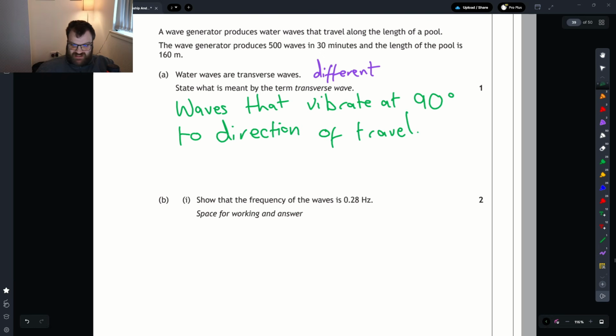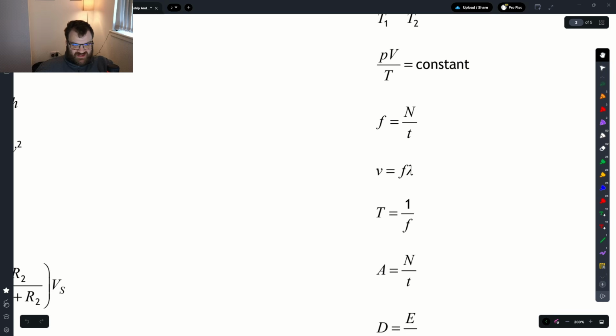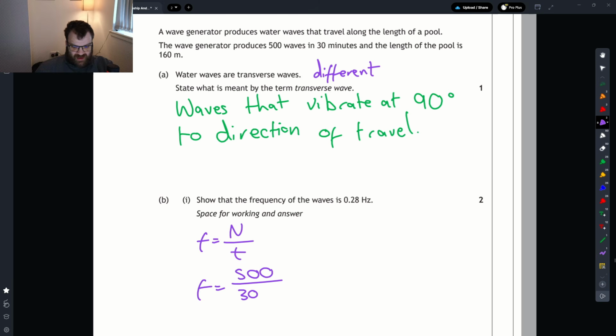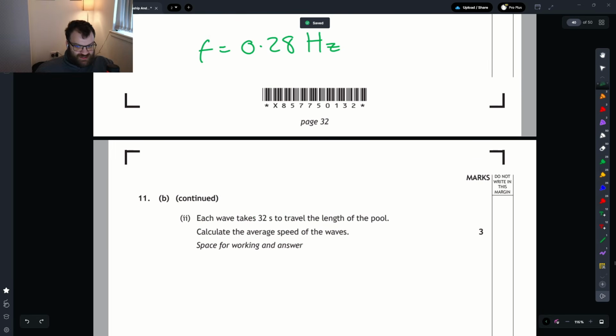Show that the frequency is that. We have got a few things. We have number of waves, we have time, and we have length. So for frequency, number and time is probably our best one. F equals n over t. So F equals 500 over, it's 30 minutes, so times that by 60. And that gives us 0.28 hertz, which is nice because you have to match it up. So if you get it wrong, you can tell because it doesn't match what it's saying.